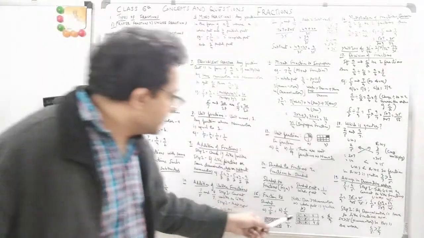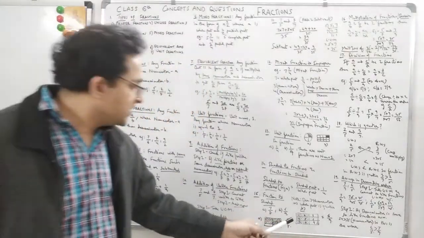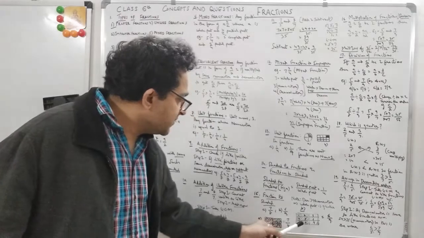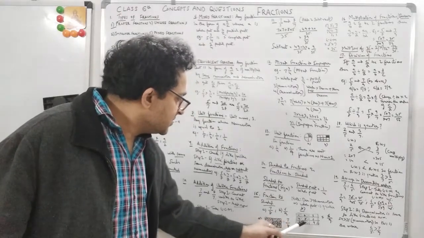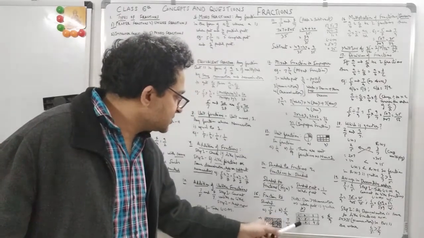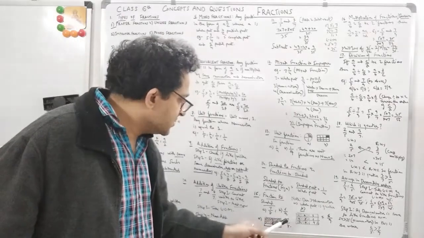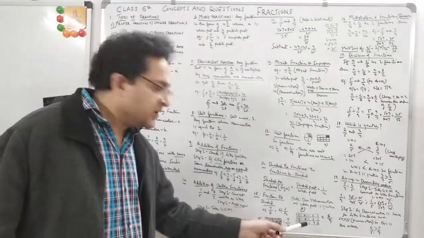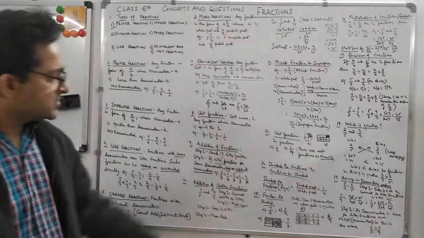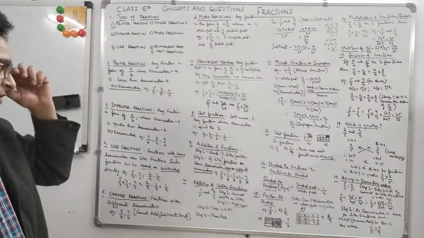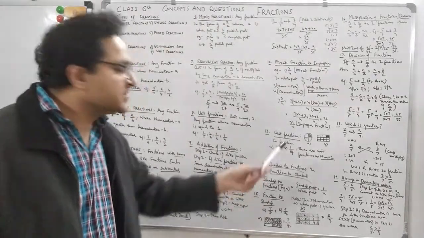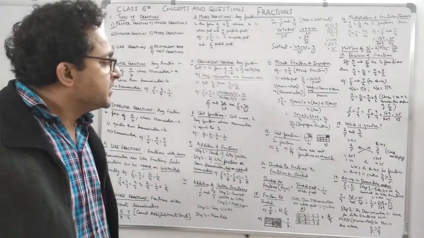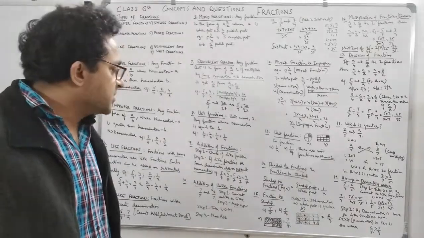Same way 6 by 9. See, I even numbered it: 1, 2, 3, 4, 5, 6, 7, 8, 9. So how many parts are shaded? 6 parts are shaded and the whole part is 9. So this is how you represent 6 by 9 in a diagram. So herein we discussed how you can convert shaded to fractions and fractions to shaded, and what exactly a unit fraction is. Clear? So now let's move further.